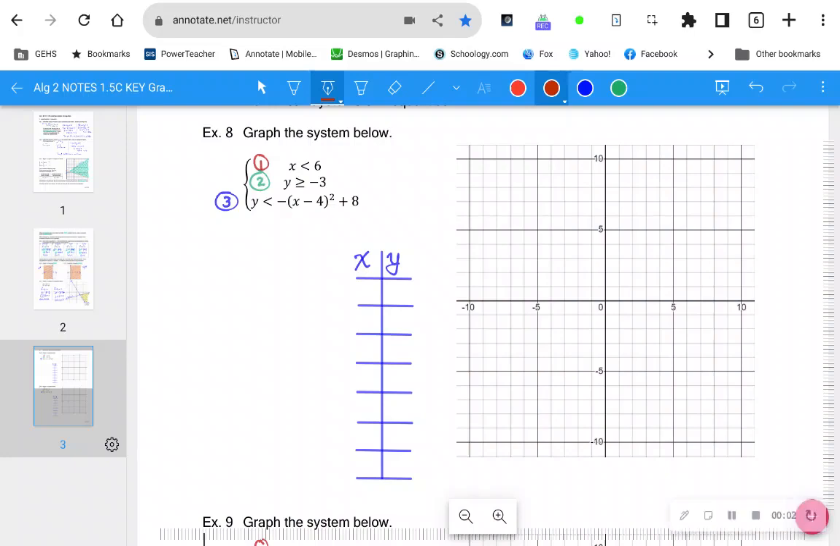Okay, this is Mr. Peterson returning to the notes 1.5C for Algebra 2, and we're on the third and final page of this note set.